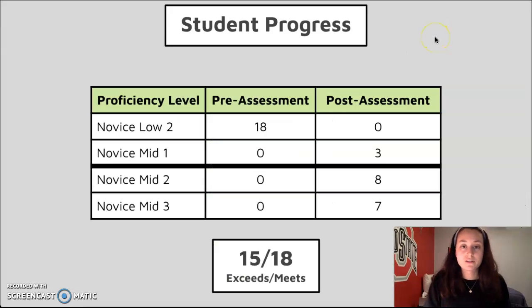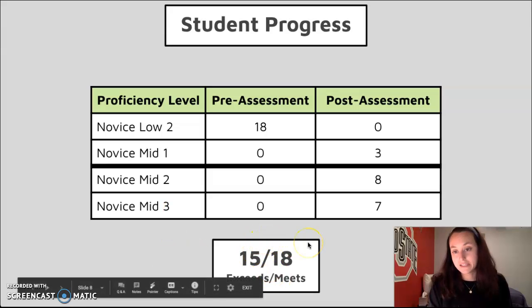Honing a little more specifically on the pre and post numbers, again, all students were rated at Novice Low 2 in lieu of a formal pre-assessment, and in the post-assessment, only 3 students scored Novice Mid 1 level proficiency, 8 students scored Novice Mid 2 level proficiency, and 7 scored Novice Mid 3, which again, 15 out of 18 exceeded or met the growth target.